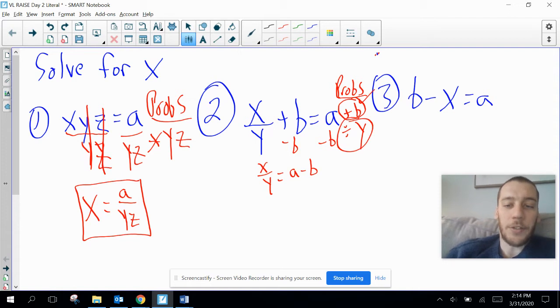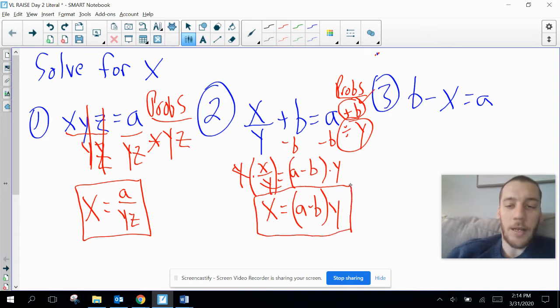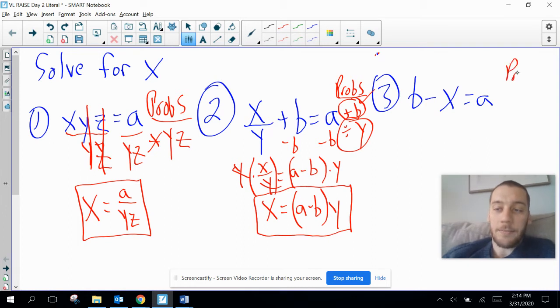Now, inverse operation of divide by y is to multiply by y on both sides. That'll cancel these out. Left with just x equals, this stays in parentheses, a minus b times y. Same as the problems on the bottom of the document.